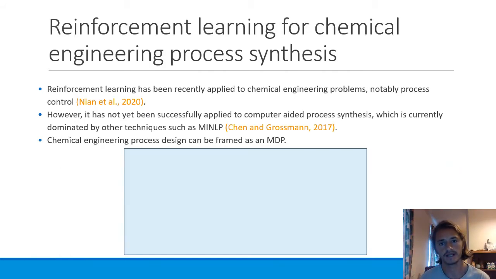So reinforcement learning has been applied to chemical engineering problems. It's been applied to process control as well as optimizing existing processes. However, it has not been applied to process synthesis. We can actually structure process synthesis tasks as a Markov decision process such that the reinforcement learning toolkit becomes available to solve these types of problems.